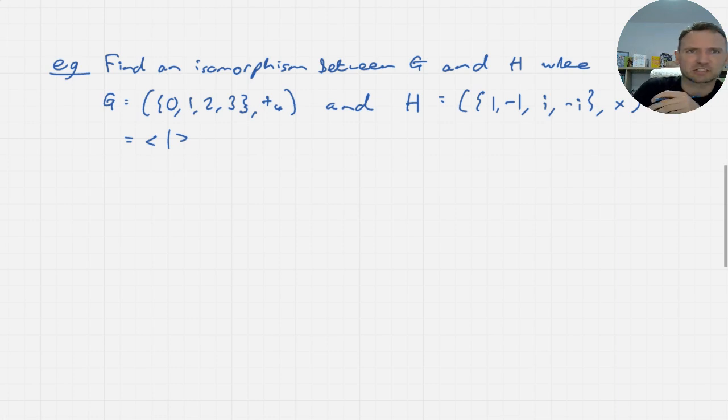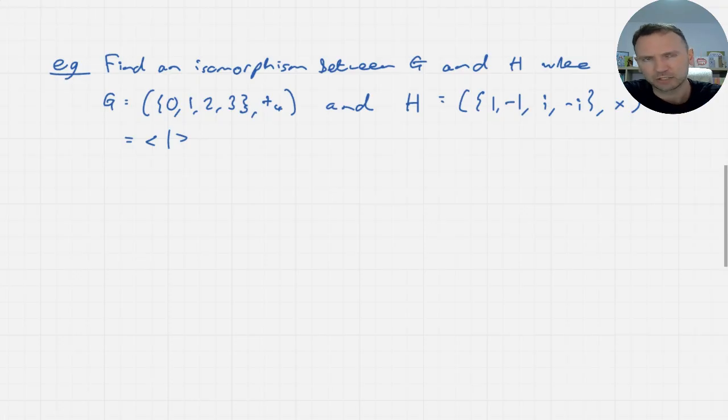If we look at H, this is the group consisting of the elements 1, -1, i, and -i under multiplication. I would recommend you pause the video for 30 seconds and see if you can find the generator. There's 2 possible answers. Well done if you did pause and find the generator. If not, just follow through with what I'm saying and make sure you're happy with it. The 2 possible answers here are i and negative i.